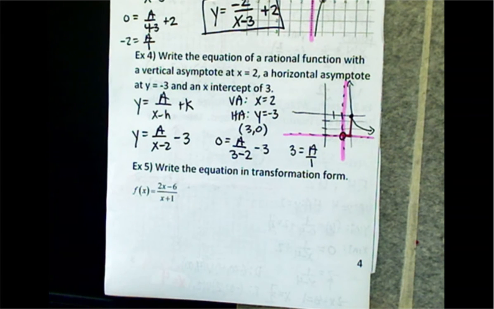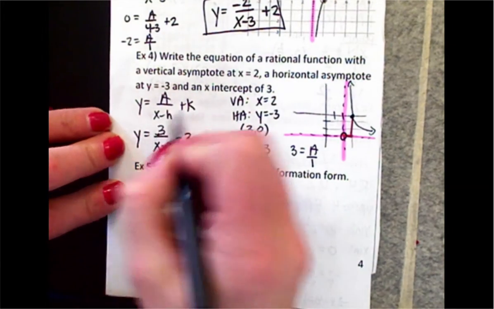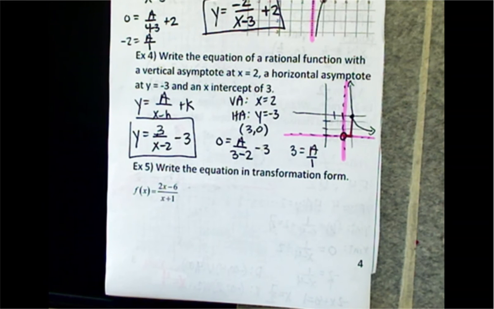So A equals 3, which we knew two ways. And so I would go back here, seeing as how you guys have got pencils. I have a pen, so I'm just going to white it out. I'm just going to put my 3 there. And there's my answer. Okay.